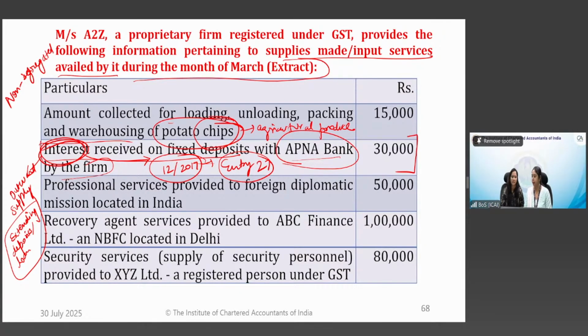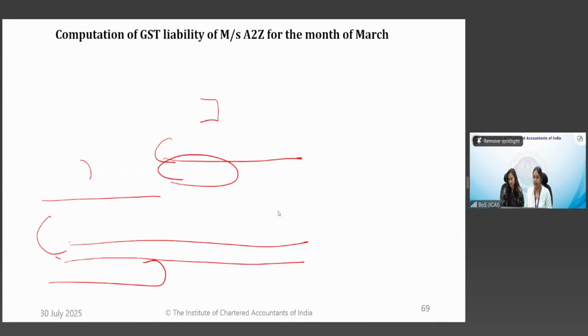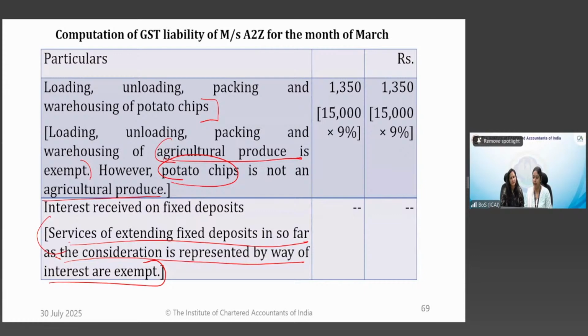Ma'am, in the loading and unloading, two reasonings are given. First, it is said that agriculture produce is exempt, and then they say that potato chips is not an agriculture produce. Ma'am, we don't get that much time. Only this line can be written: potato chips is not an agricultural produce, hence it is taxable. That much time we don't get to write that first we say agriculture produce is exempt, and then we say that since it is not an agriculture produce, we don't get that much time, ma'am.